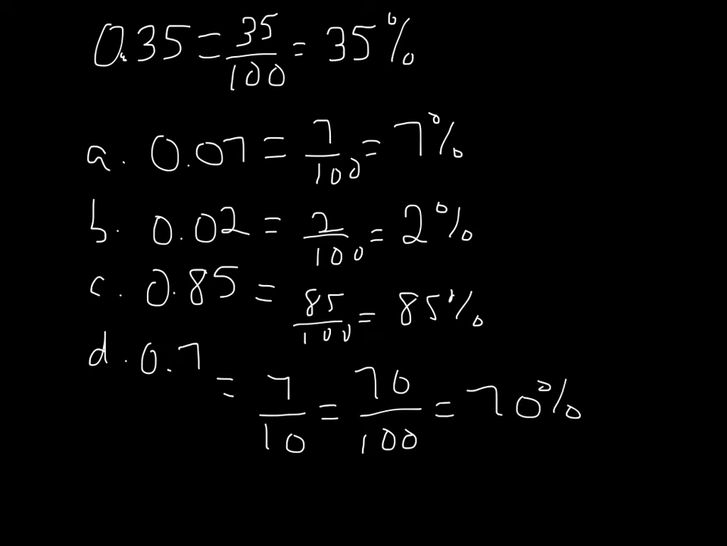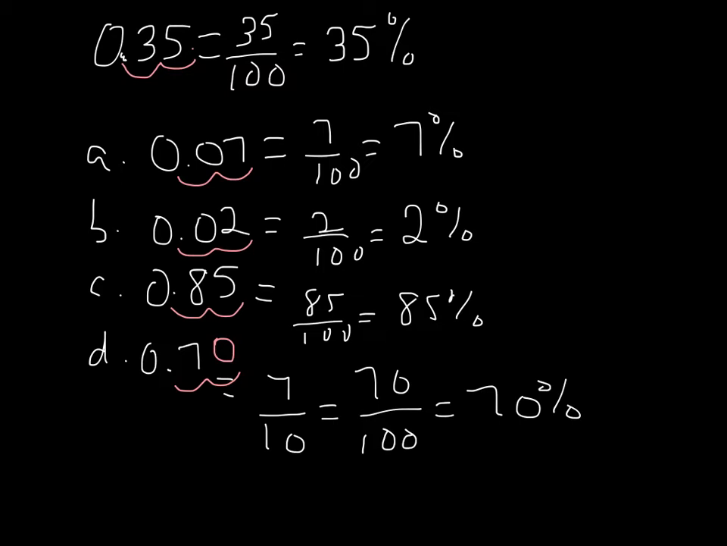I want you to notice the famous decimal trick, which is this. If you notice we went from the decimal to the percentage, the digits never change because they're already in base 10. The decimal just moved to the right 2 places. And we get 35, we get 7, we get 2, we get 85. And on the 70, we get an extra space. And that always works. You can move the decimal.